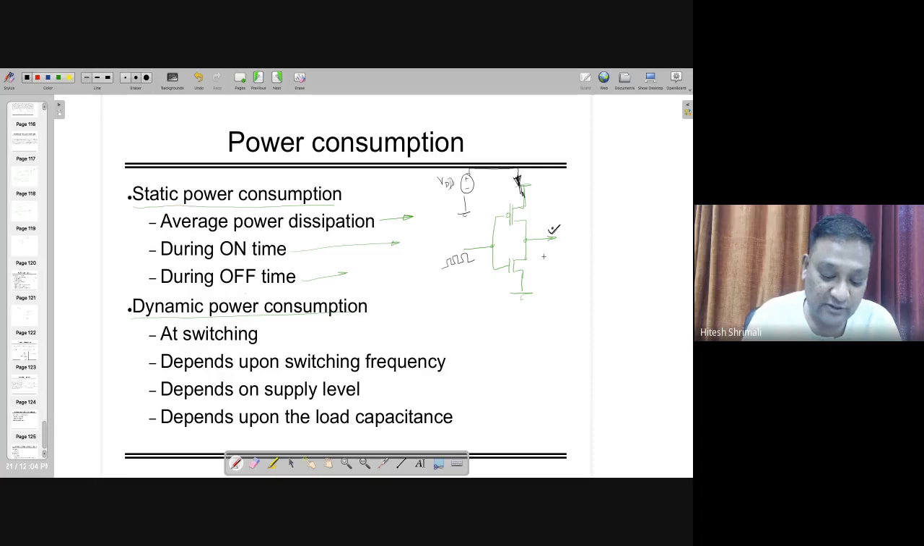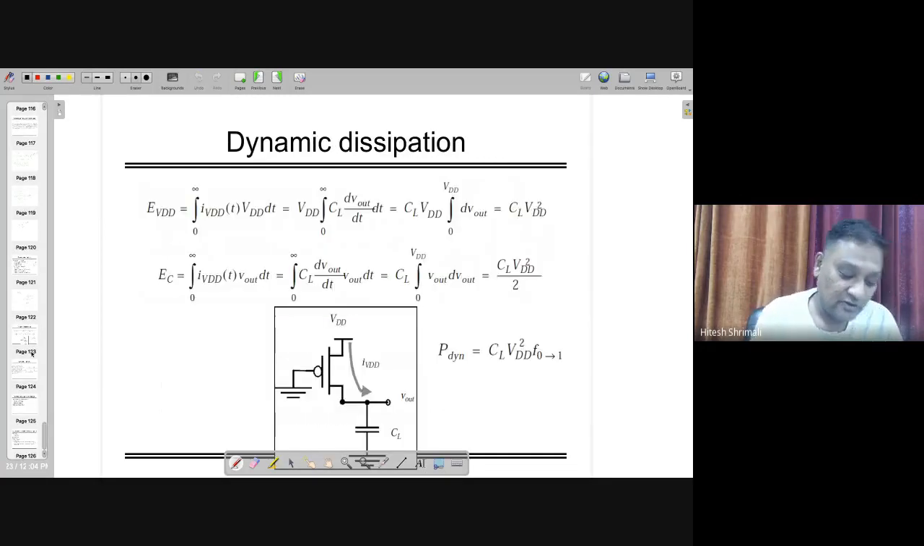So it's not completely on or off, but it's changing, and depending on the switching frequency, this whole power consumption is changing. It depends also on the supply level. However, there is one more thing, the load capacitance, which also is one of the parameters because of which the power consumption is going up or down.